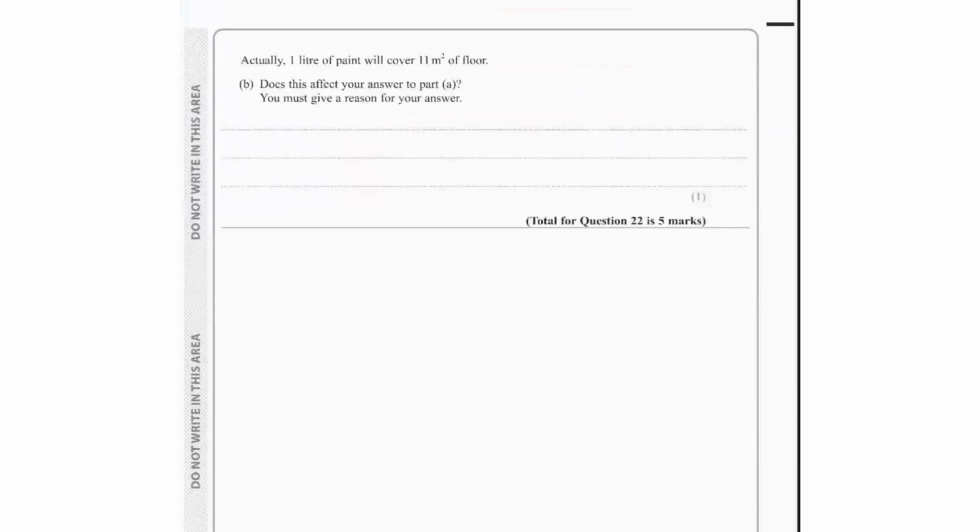Then the next part says that actually 1 liter of paint will cover 11 meters square of floor. Does this affect your answer to part A? So no, it's not going to, because she already had extra paint. If they increase the amount of paint 1 liter can cover, that's good for her. She will have more extra paint. So no, she is good with this amount of paint.